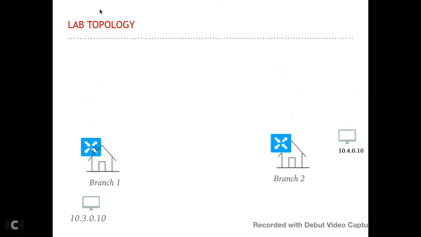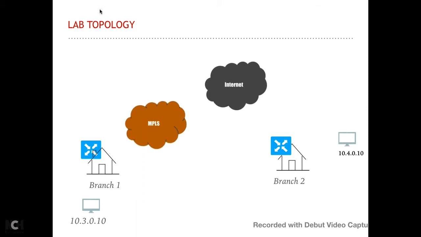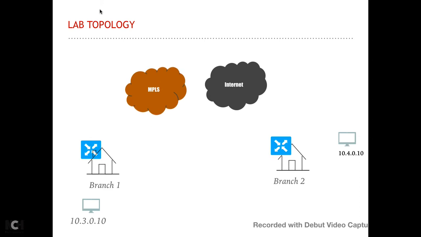So what does the lab topology have? We have two branches, with host 10.3.0.10 in branch 1 and 10.4.0.10 in branch 2. We have two service providers, one is MPLS and one is internet. We are just assuming we have two transport mediums, and both the branches are connected with both of them.